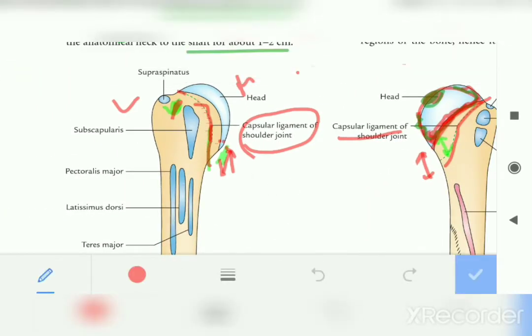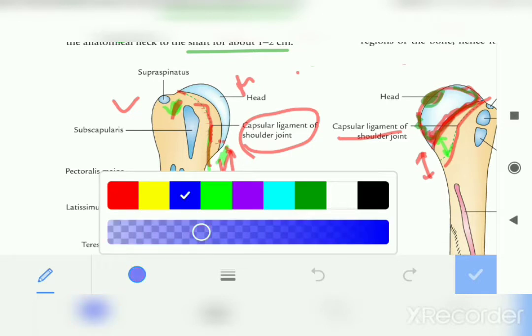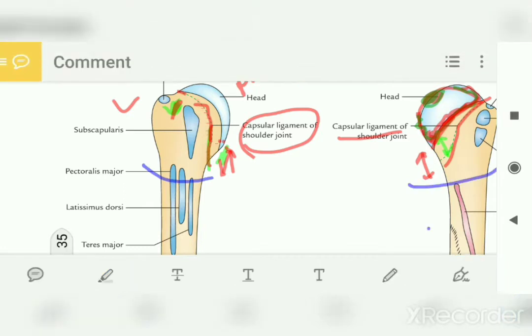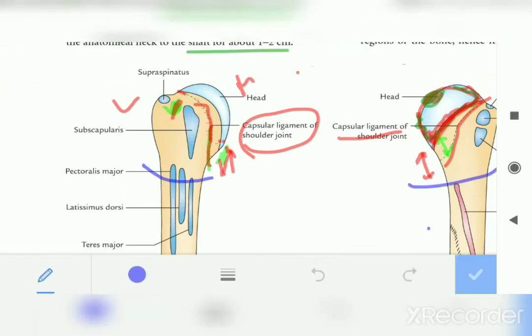We have already told you that this was the anatomical neck, this was the surgical neck front view, and this is the surgical neck back view. And we read that there are three important structures surrounding the surgical neck. One is a nerve and two are vessels.